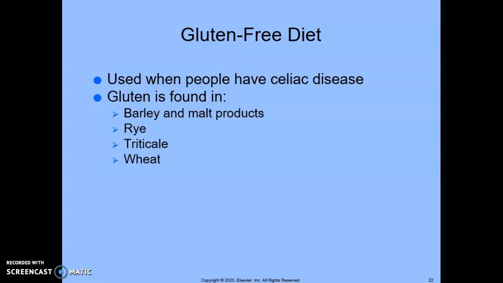So where can we find gluten? It's basically in everything. If you read the labels, it's in things that you would never even guess. But some of the areas it can definitely be found are in barley and malt products, in rye, in triticale, and in wheat. These are all broad categories, but again, you need to read the food labels and understand where the sources are. And you need to train your patients to do that too.